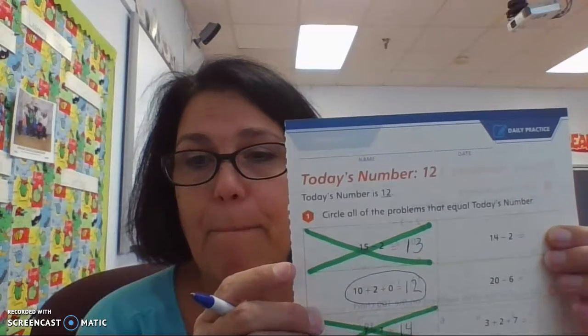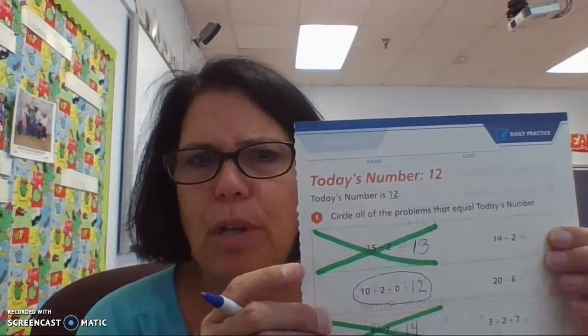So that gets us to our next equation. 14 minus 2. I'm going to use my hundreds chart again. I liked that hundreds chart. So here we go. I'm at 14, and I'm going to take away 2. That means I'm going backwards. 1, 2. Where do I land? I land on 12. So that one is equal to 12, and I am going to circle it.